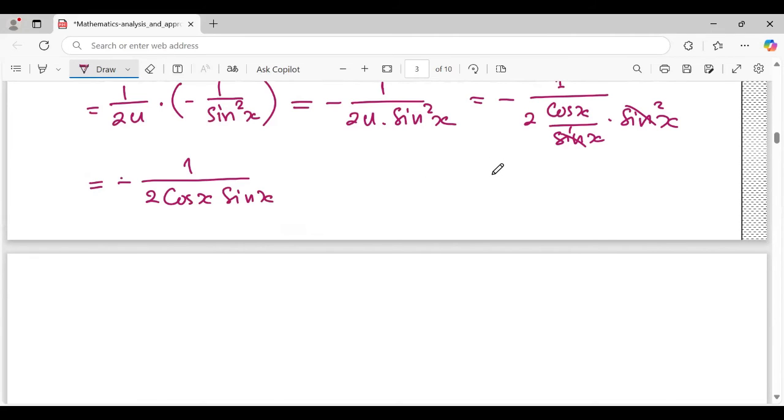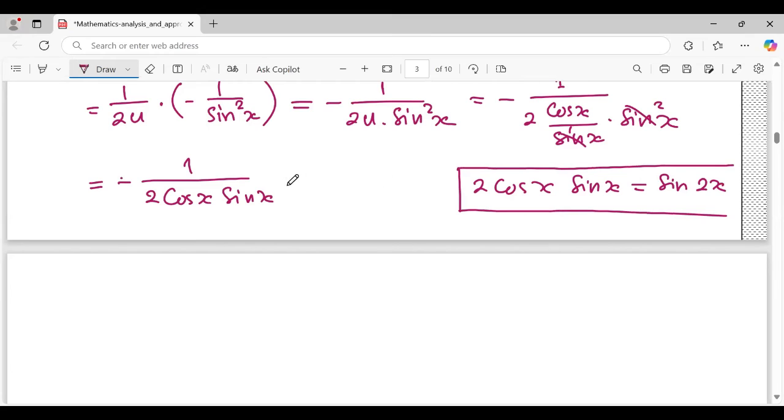According to trigonometrical identity, 2 cosine x sine x is sine 2x. This is a trigonometrical identity. So this fraction becomes 1 over sine 2x, or it is minus cosecant 2x. Let's evaluate this one.